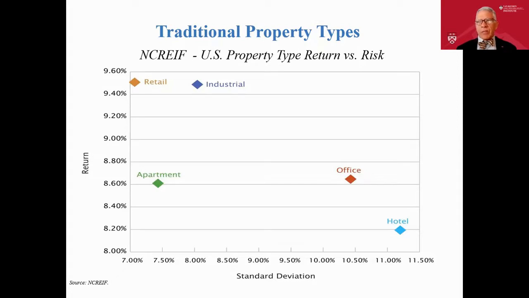Just like when you invest in the stock market, you're benchmarking yourself against the S&P 500 or the Russell 2000 or whatever your strategy is. And so the institutional investors and their advisors got together and formed a group called NCREIF, which is the National Council of Real Estate Investment Fiduciaries, kind of a long-winded name.